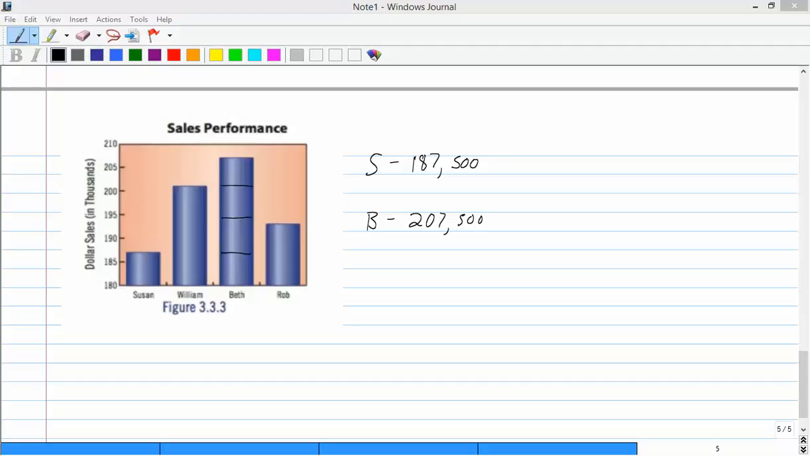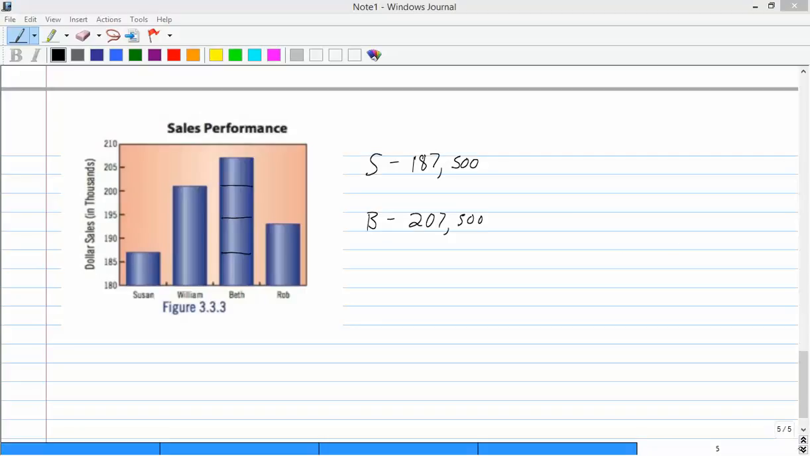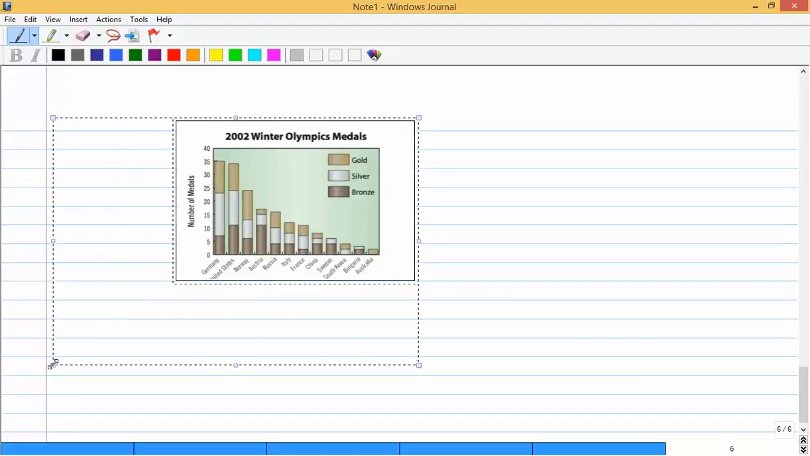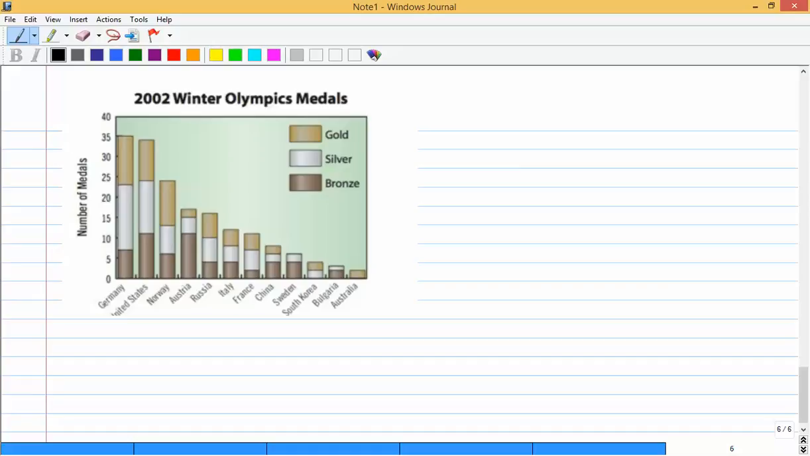Alright, here is an example of a stacked bar chart. I can say that I haven't seen lots of stacked bar charts. I don't do that much reading over data, but this would just be another way to represent a set of data. And so what this does, it takes the 2002 Winter Olympic medals, and it gives how many bronze, how many silver, and how many gold medals that each country received.